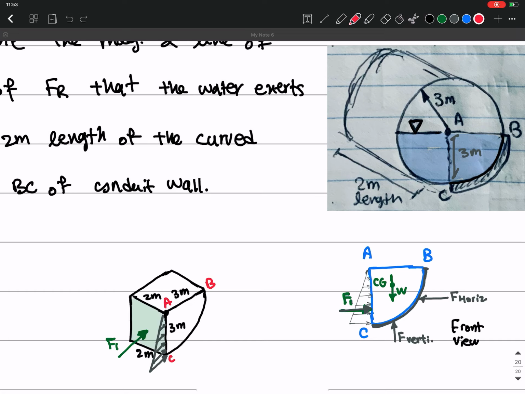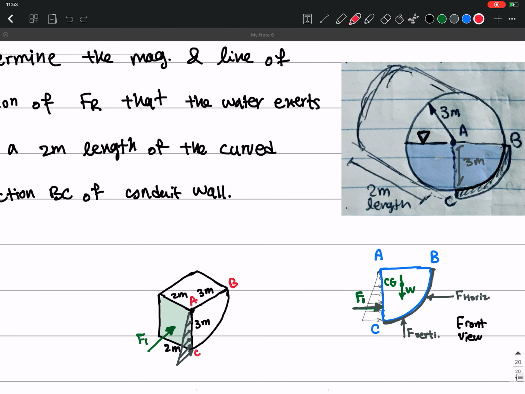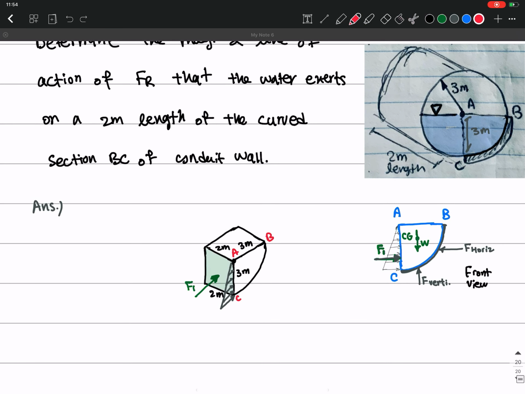And F1 is the total, the sum of all these hydrostatic forces that are exerted on this plane. Then we have the weight of water that we have to calculate. These would be the forces that are exerted by the fluid on this channel. So let me get started. The first thing I want to do is calculate the magnitude of this force.